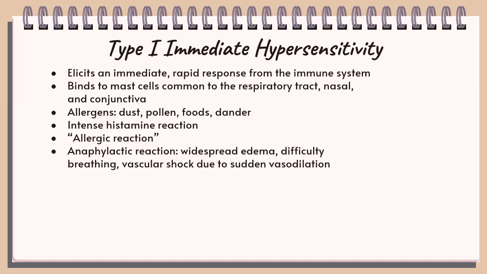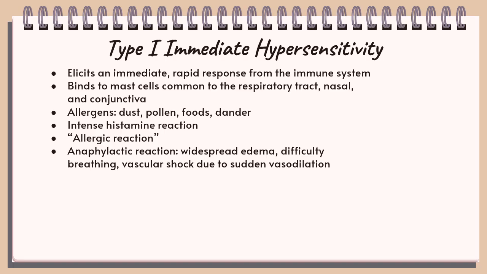What does that mean? It elicits an immediate, rapid response from the immune system. Okay, binds to mast cells common in the respiratory tract, nasal, and conjunctiva. So this is where you're most likely going to see your hypersensitivity, the respiratory tract, nasal, and conjunctiva. Some allergens that are typically causing this type 1 are dust, pollen, foods, and dander, which is a really large allergy to most people.